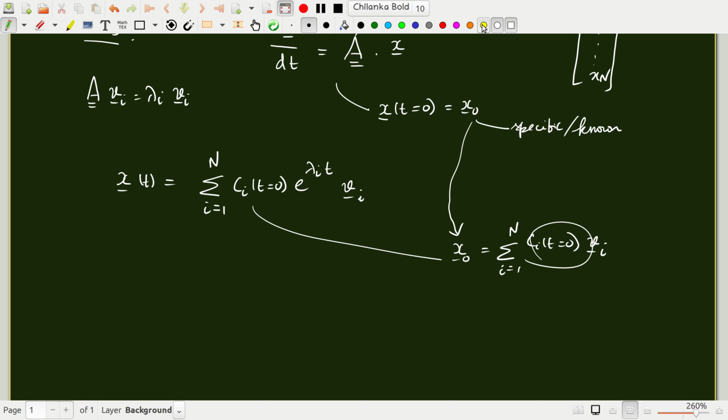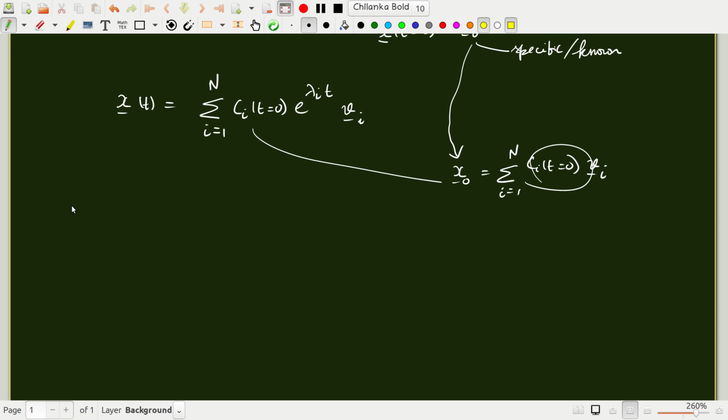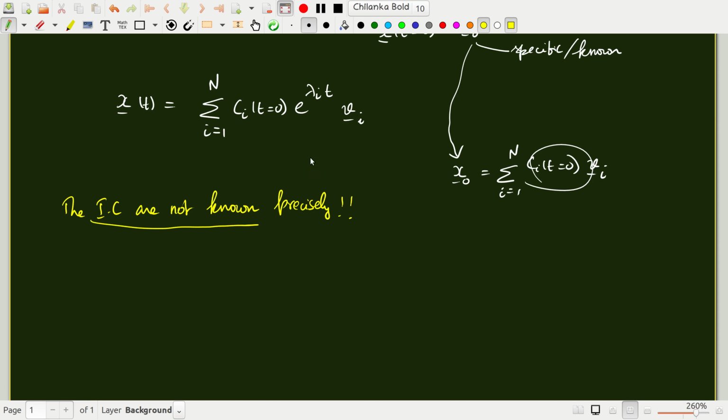and then you can solve for the time evolution. In the scenario of hydrodynamic stability, the initial conditions are usually not known precisely. So we are faced with a peculiar situation wherein we have a system of linearized differential equations and boundary conditions, but the initial conditions are not known. So how are you going to solve this problem? The same problem can be posed here also if we did not know the initial condition.